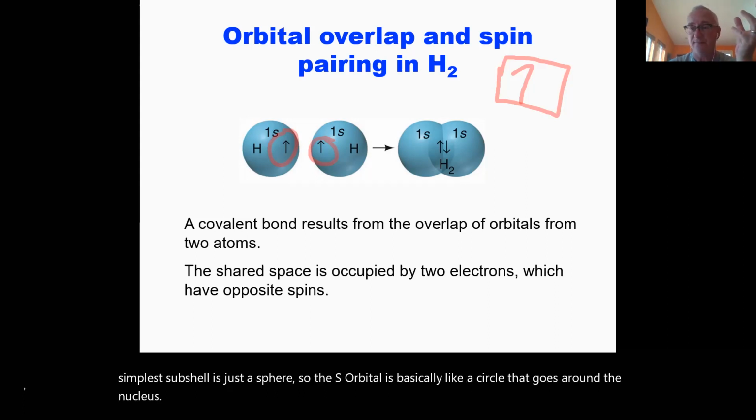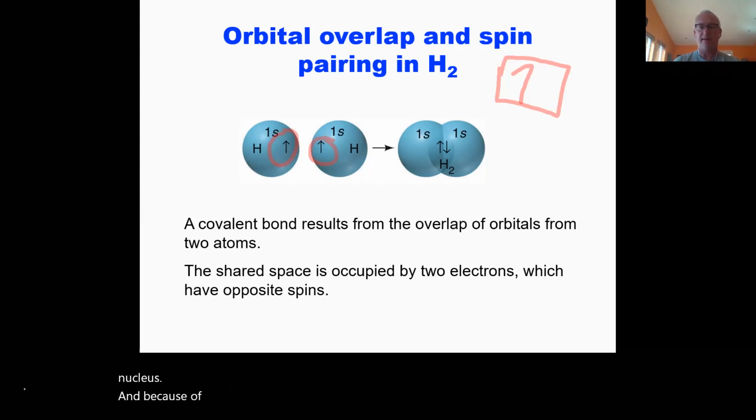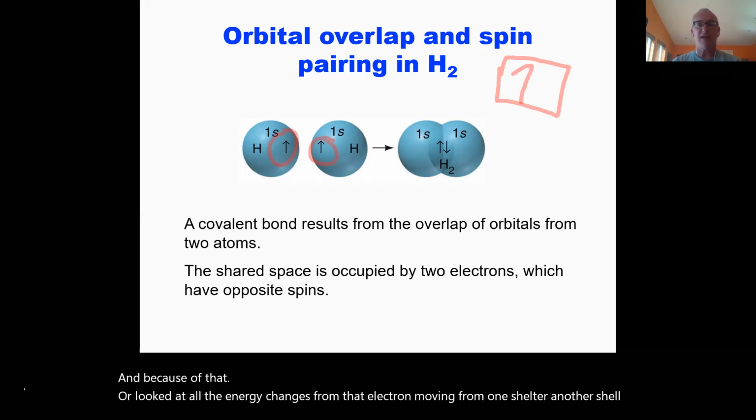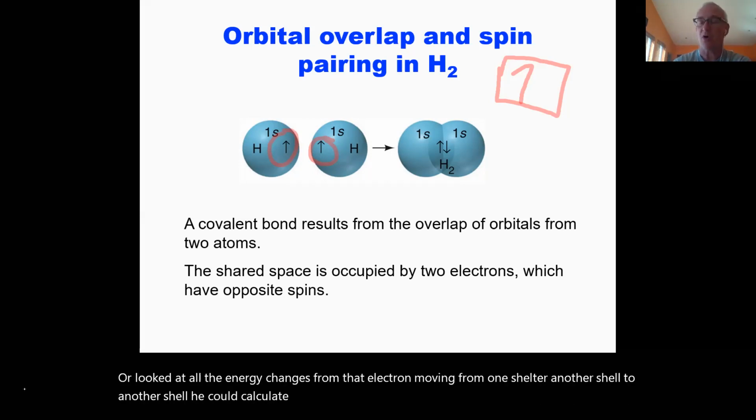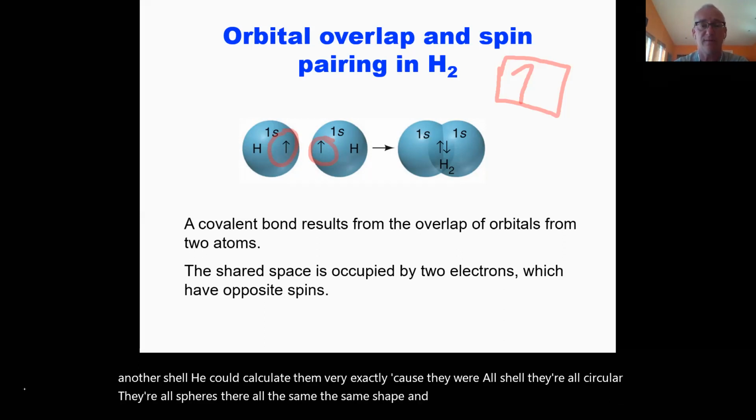And because of that, when Bohr looked at all the energy changes from that electron moving from one shell to another shell to another shell, he could calculate them very exactly because they're all shells, they're all circular, they're all spheres, they're all the same shape. And that's true for just hydrogen, as it turns out.